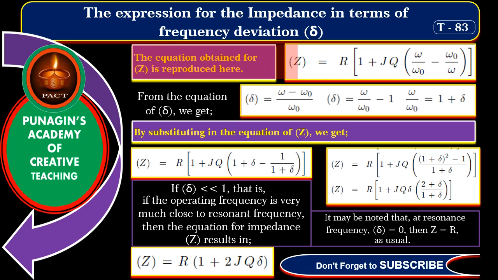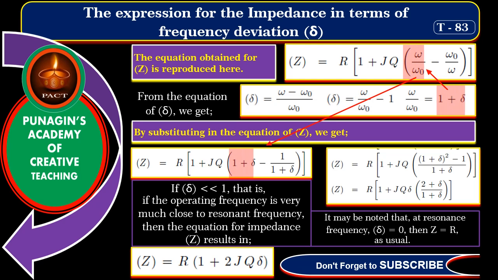The equation obtained for Z is reproduced here for convenience. We know delta is equal to omega minus omega naught divided by omega naught, and it can be written as omega divided by omega naught minus 1. Omega by omega naught is equal to 1 plus delta. These relations we are going to use further.